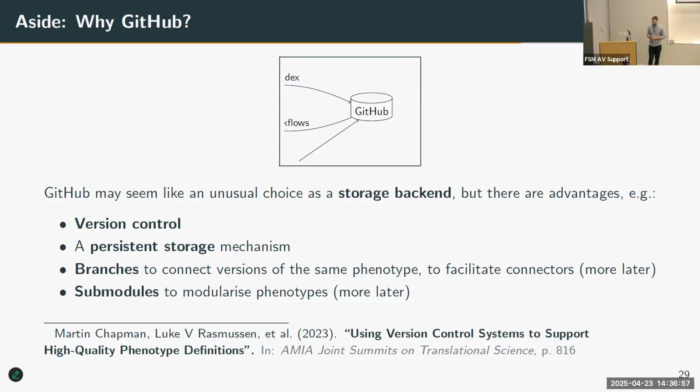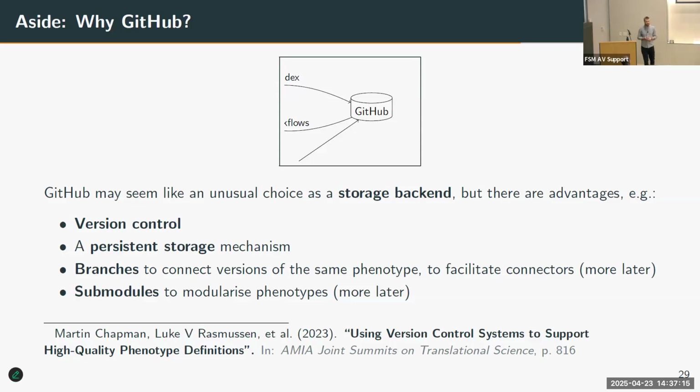Well, you're probably thinking that the benefits here are quite obvious. Version control. If you've written phenotypes, you've probably got hundreds and hundreds of versions of them. We need to be versioning them. And if you're dumping your original phenotype to GitHub before it's even been used, then you are setting a good precedent there. A persistent storage mechanism.